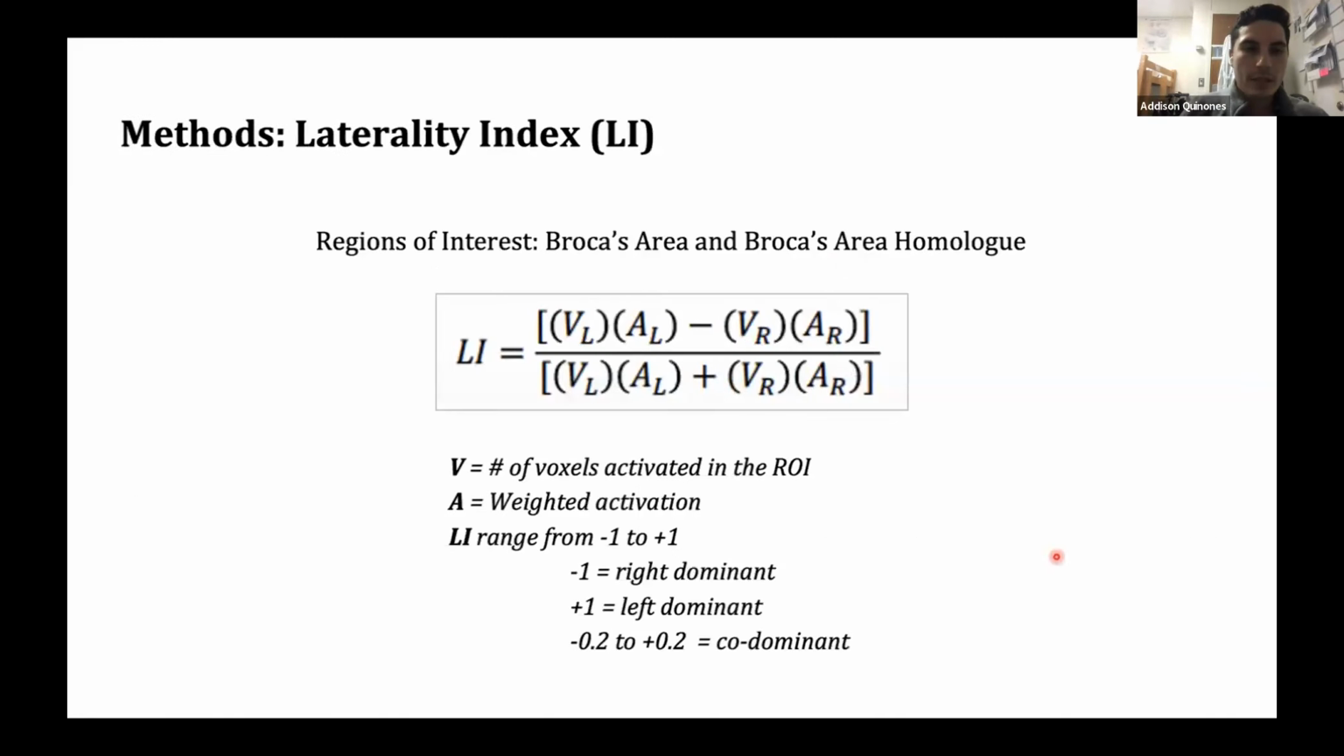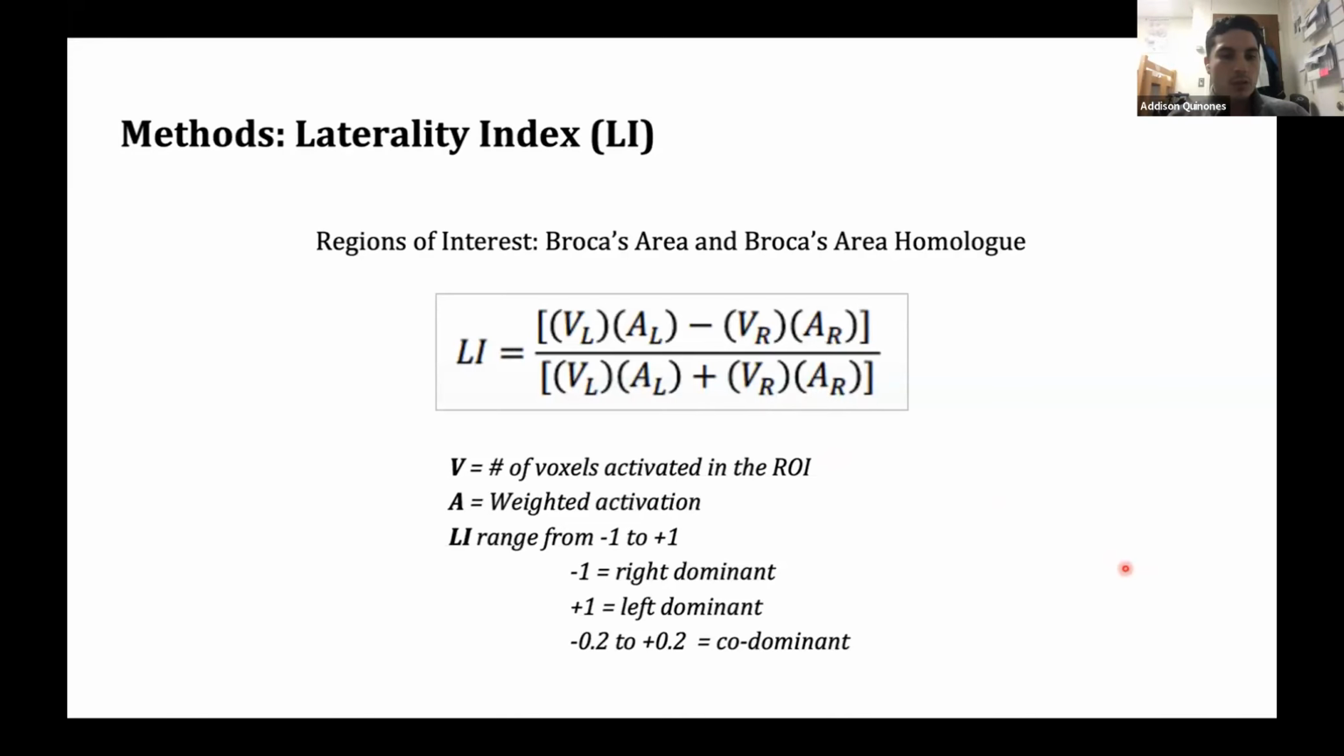So, how did we determine the language dominance in patients? We use what's called the laterality index. As I mentioned, we use Broca's area on the left hemisphere, and Broca's area homologue, which is in the right hemisphere, as our regions of interest. We use this equation for the laterality index, where V represents the number of voxels activated in the specific region of interest, and A represents the weighted activation. So we took the number of voxels times the weighted activation on the left, and then subtracted the number of voxels times the weighted activation on the right. And we use this ratio to determine our LI, or laterality index.